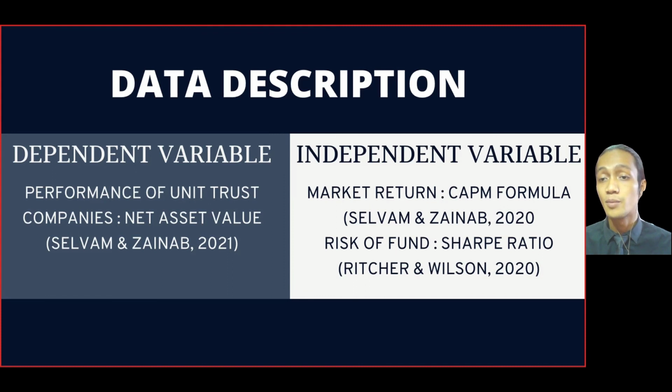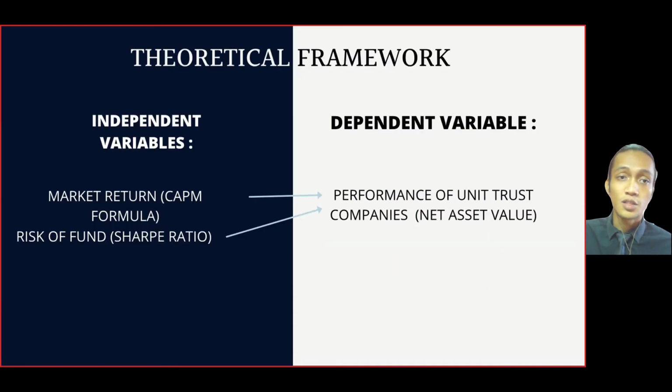And for the independent variables, in my study, I have two independent variables which are market return and risk of fund. For market return, we can calculate it using the CAPM formula, and for the risk of fund, we can calculate it with the Sharpe ratio. So this is the theoretical framework for my study. The independent variables are market return and risk of fund, and the dependent variable is performance of unit trust companies.